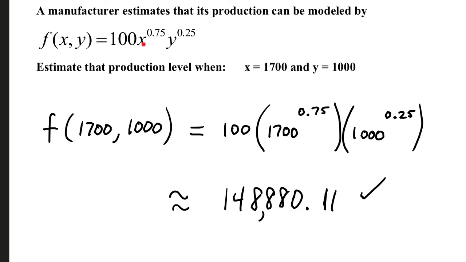100 times 1700 to the 0.75 power times 1,000. Remember, these are your x's and y's to the 0.25 power. Carefully put this in your calculator. It's all multiplication. Be careful that after you plug in your power of 0.75, that you close parentheses before you go to 1,000 to the 0.25 power. Long story short, when it's all said and done, you get a number that's 148,880.11.